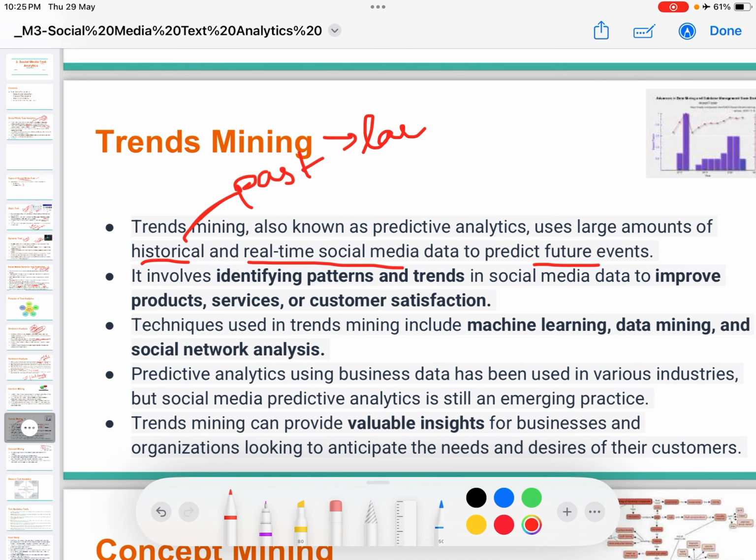Trends mining uses a large amount of data. It involves identifying patterns and trends in social media data to improve products, services, or customer satisfaction. Techniques used in trends mining include machine learning, data mining, and social network analysis. Predictive analytics using business data has been used in various industries, but social media predictive analytics is still an emerging practice. Trends mining can provide valuable insights for businesses and organizations looking to anticipate the needs and desires of their customers.